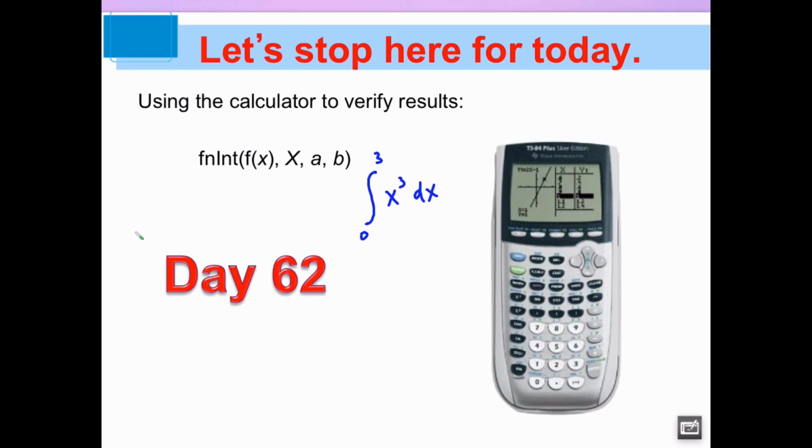If you don't have the squiggly mark, then you've got to follow this notation. fn int, type in x cubed, comma, x, comma, 0, comma, 3, close parentheses. And by the way, the comma has its own button. It's above the 7. So you would type into your calculator, fn int would pop up automatically. Then you would type x cubed, comma, x, comma, 0, comma, 3. Do it and check to make sure you get the correct answer. What was the answer? 81 over 4. Do you have to type in commas? Yes, you need the commas.